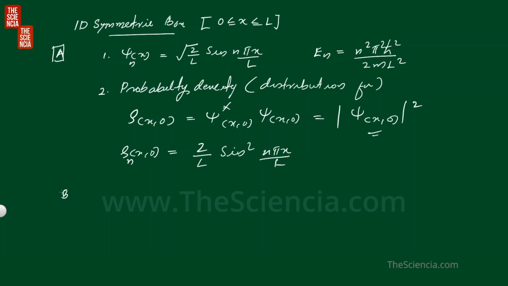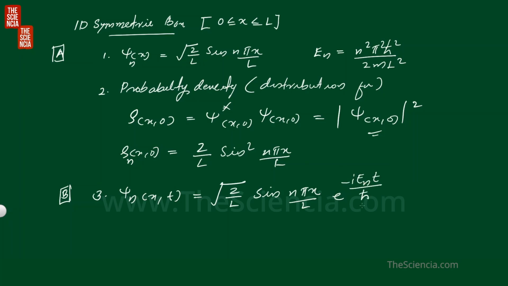Now I am going to consider another case. Now the wave function psi n of x, t, the wave function at time t. We know from the time evolution equations it will be equal to root 2 by L sine n π x by L into e raised to minus i E n t by ħ. So again we can find out the probability density, that is rho of x, t.